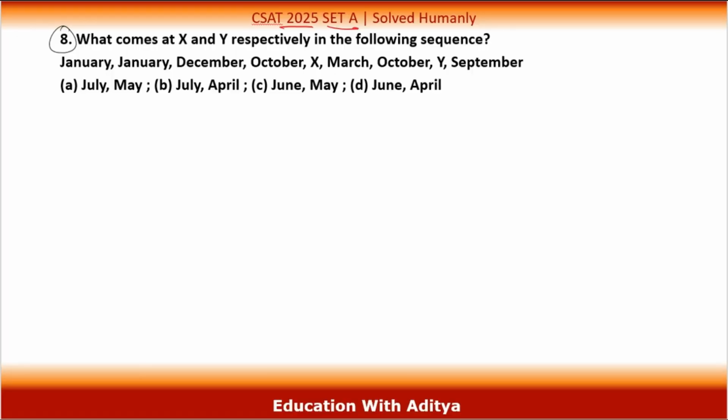So this question says: what comes at X and Y respectively in the following sequence? We are given a sequence of months of a calendar year and we want to find X and Y. So the input is very basic. We have a sequence and it is in months of the calendar year. And the output is asking for finding X and Y, two missing entities.